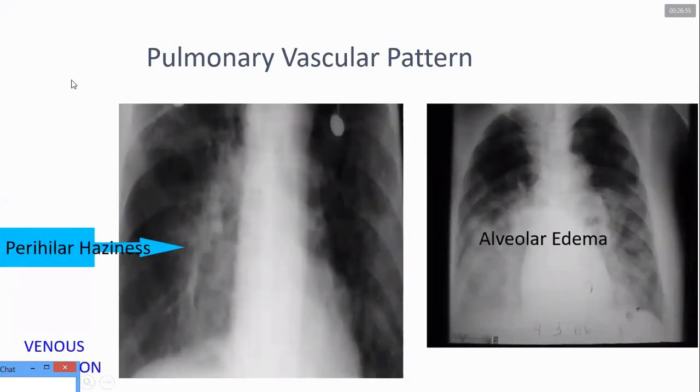Now, in venous congestion, we see perihilar hazy opacity. This is associated with venous congestion and is usually absent in arterial hypertension. Similarly, alveolar edema: in alveolar edema, fluid fills the alveolar ducts, alveolar sacs, and alveoli, and we can see a patchy pattern. This is associated with pulmonary venous hypertension, or pulmonary venous congestion.